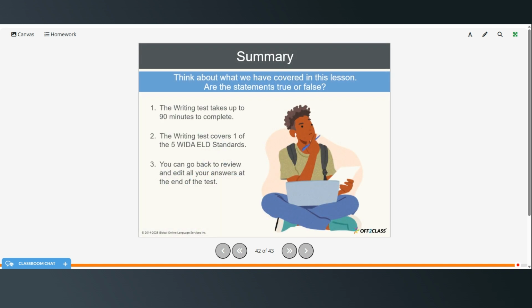Alright, now think about what we've covered in this lesson. The writing test takes up to 90 minutes to complete. That's true. The writing test covers one of the 5 WIDA ELD standards. That's false. It covers all 5. And you can go back to review and edit all your answers at the end of the test. That is false.